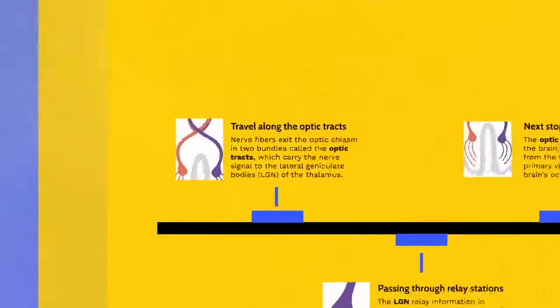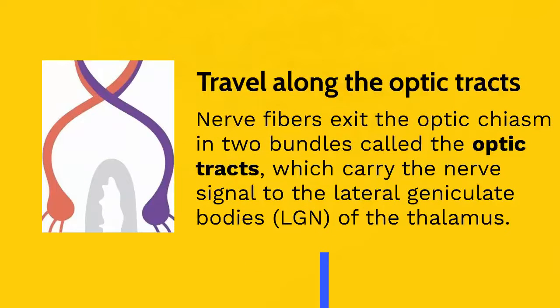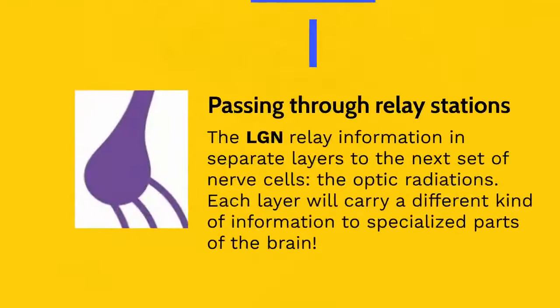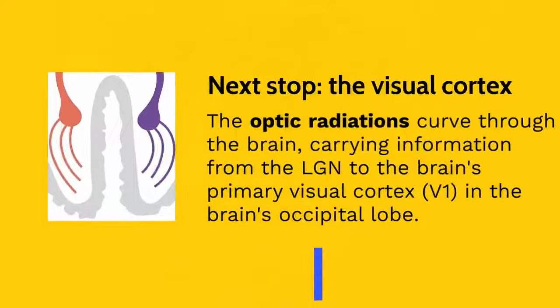On to the visual cortex. Travel along the optic tracts. Nerve fibers exit the optic chiasm in two bundles called the optic tracts, which carry the nerve signal to the lateral geniculate bodies, LGN, of the thalamus, passing through relay stations. The LGN relay information in separate layers to the next set of nerve cells, the optic radiations. Each layer will carry a different kind of information to specialized parts of the brain.